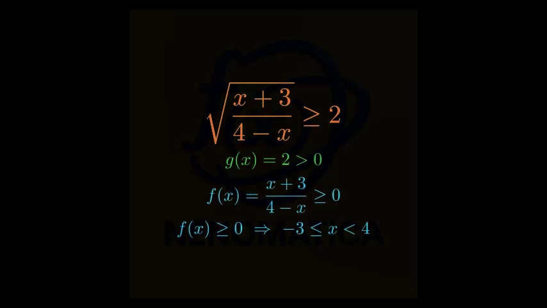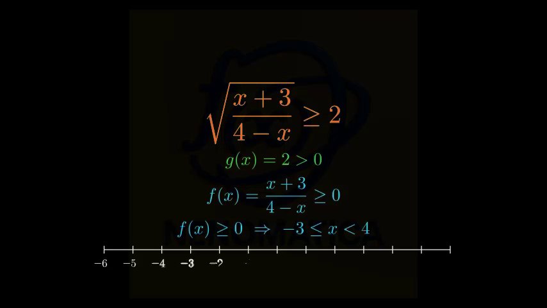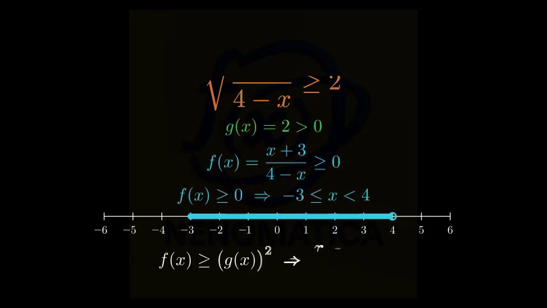This gives the preliminary domain from −3 to 4, including −3 and excluding 4. Let's visualize that domain on a number line. We shade from −3 up to, but not including 4. Because g(x) = 2 is positive, we can square both sides without changing the inequality direction. So we require f(x) to be at least g(x)², which is 4.